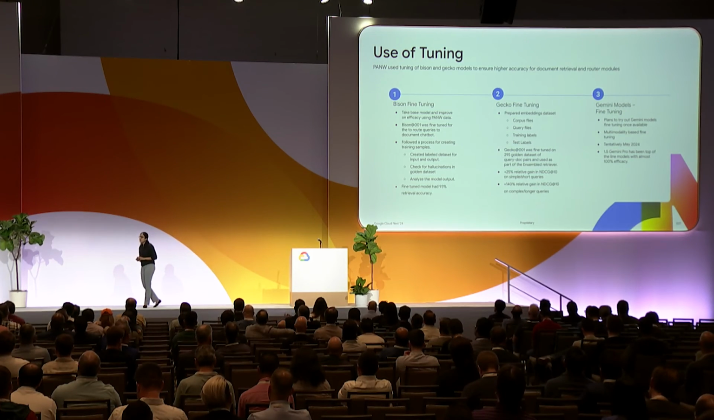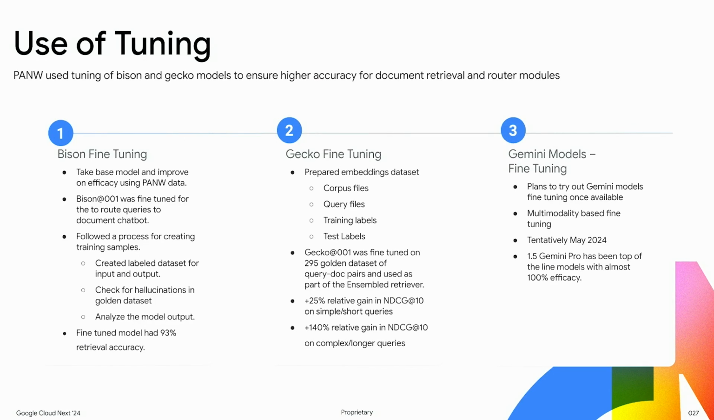We fine-tuned Gecko, and Gecko 001 is being used in our pipelines, and we will be soon moving to Gecko 003. On Gecko 001, we got a 25% relative gain on the short form queries, and about 140% relative gain on the longer form context. We are also working towards fine-tuning Gemini Pro whenever it is available. Right now it's not, but we hope that in the next few weeks it will be available for us.